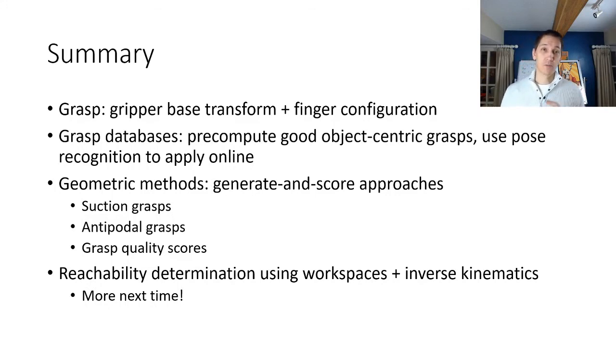We also looked at geometric methods that can reason without predefined object models, and these typically use generate and score approaches, which sample some set of grasps and then try to assess the quality of those grasps. Next time, we're going to be talking much more about reachability determination and using workspaces and inverse kinematics, and hopefully put together much more of this manipulation pipeline.